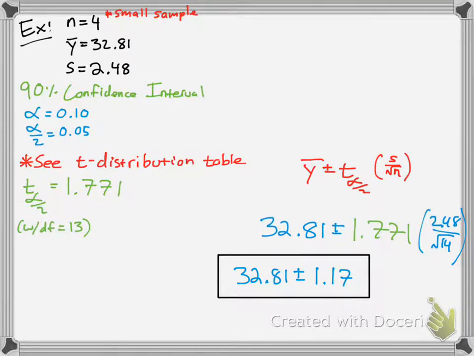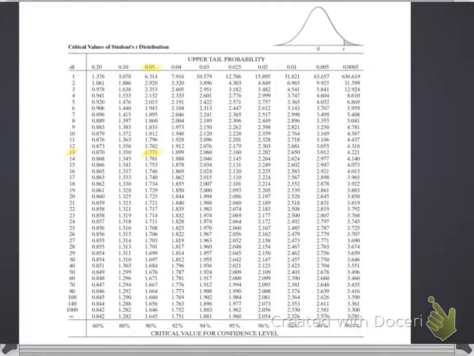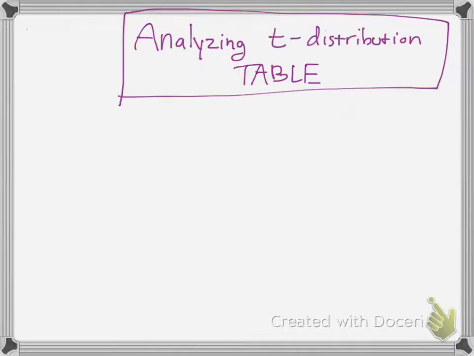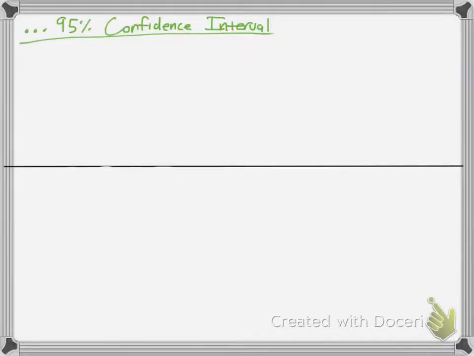Now that's your confidence interval. You say, I am 90% confident that the actual mean of the population lies plus or minus 1.17 from 32.81, and you can convert this to an interval notation as well. So now let's manipulate a few things to really get an understanding if that wasn't clear.